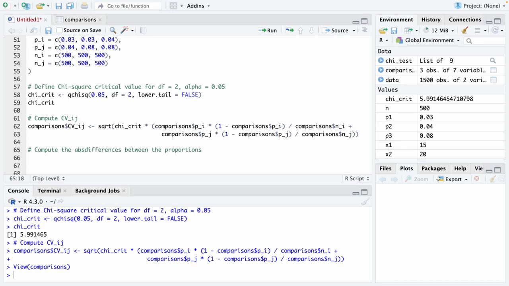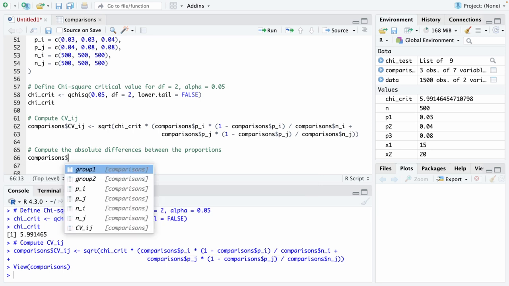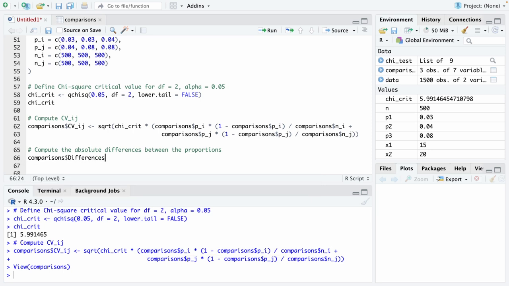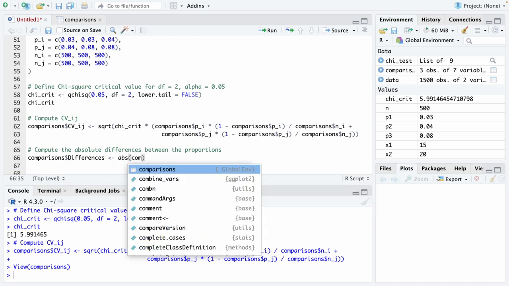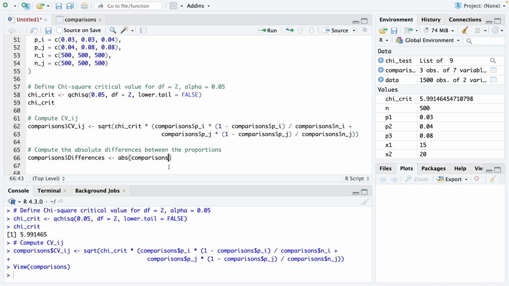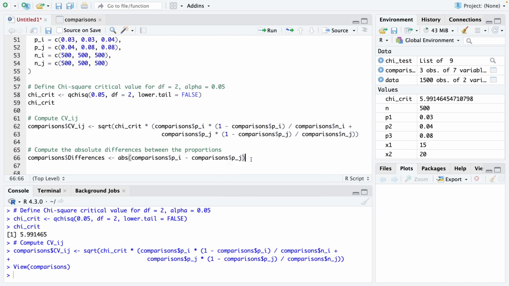The absolute difference, right? So we create another column called differences in our comparison table. And then ABS stands for absolute. And then the comparison between PI minus PJ, right?